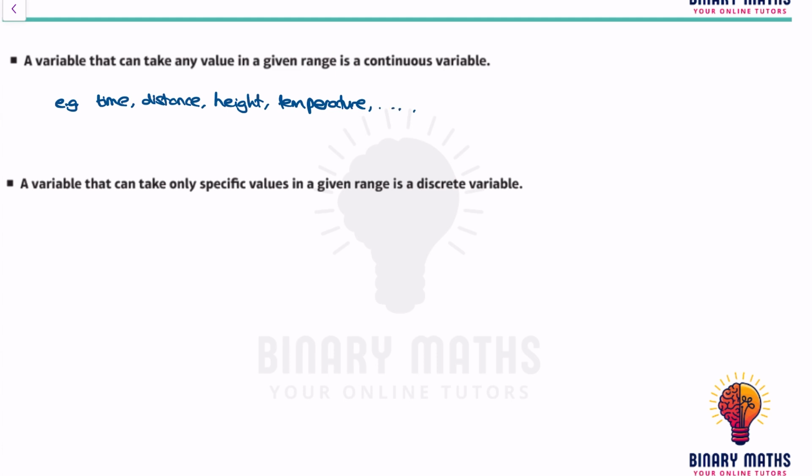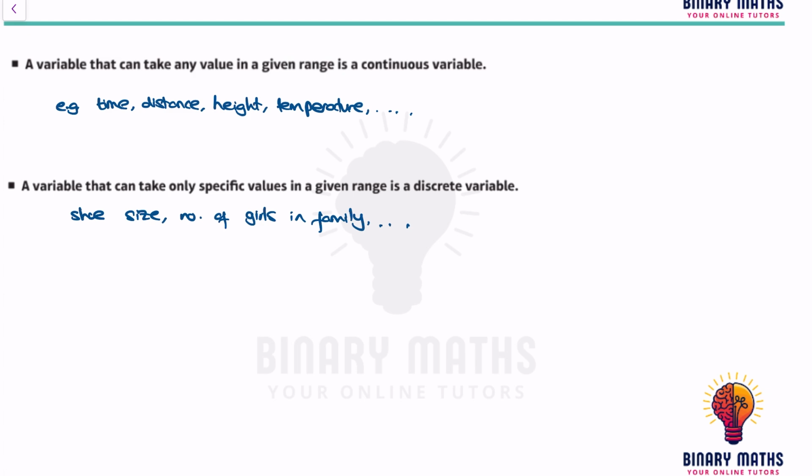A variable that can take only specific values in a given range is a discrete variable. So that might be, for example, shoe size, or it might be number of girls in a family, because the number of girls in a family are whole numbers. You can't have 2.5 girls, so it's discrete. So these are the types of variables you can have.